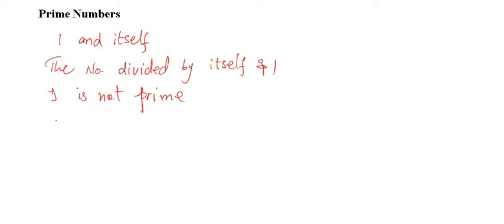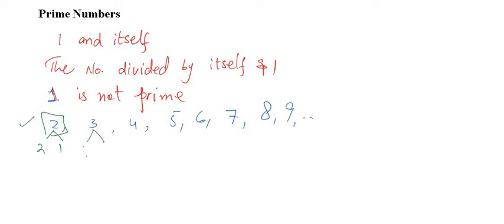So we can say 2, 3, and if we have some numbers here, 4, 5, 6, 7, 8, 9, and so on. As 1 is not a prime number, we just ignore the 1. So we start from the 2. 2 has only two factors, 2 and 1, so that's why it's a prime number. 3 has two factors, 1 and 3. So 3 is also a prime number.